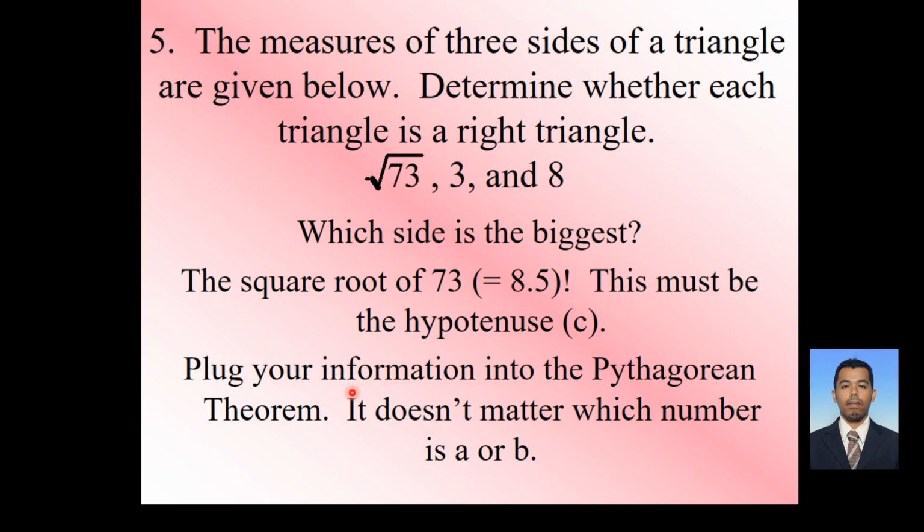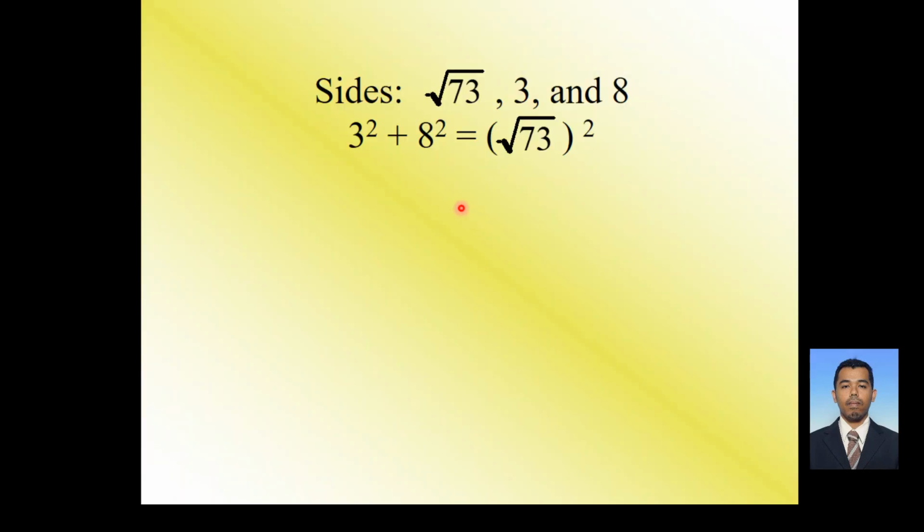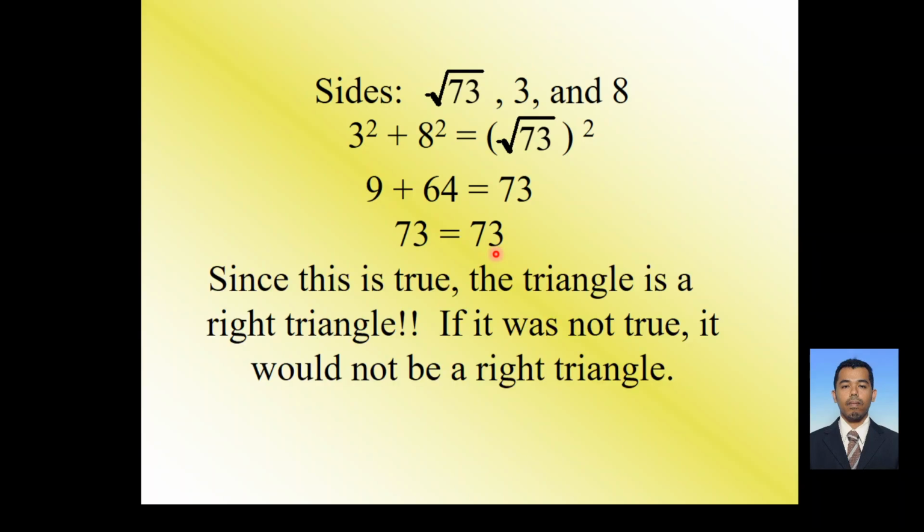So substitute your information into the Pythagoras theorem formula. It doesn't matter which number is A or B. So we plug in 3 square plus 8 square is equal to square root of 73 squared. So 9 plus 64 is equal to 73. The left hand side gives 73, and the right hand side is also equal to 73. Both sides are equal. Since this is true, the triangle is a right angle triangle. If it was not true, it would not be a right angle triangle.